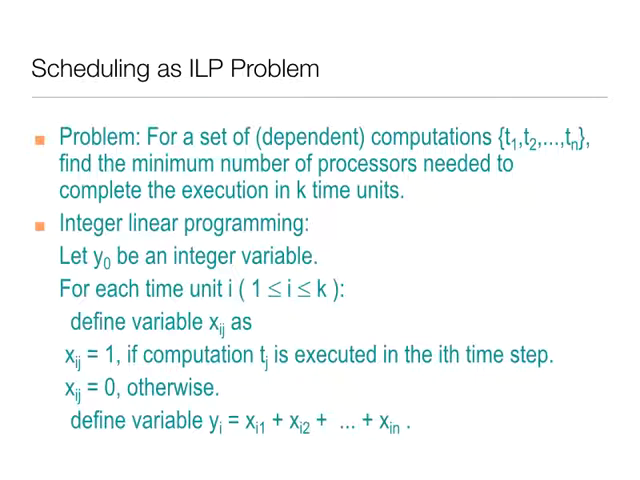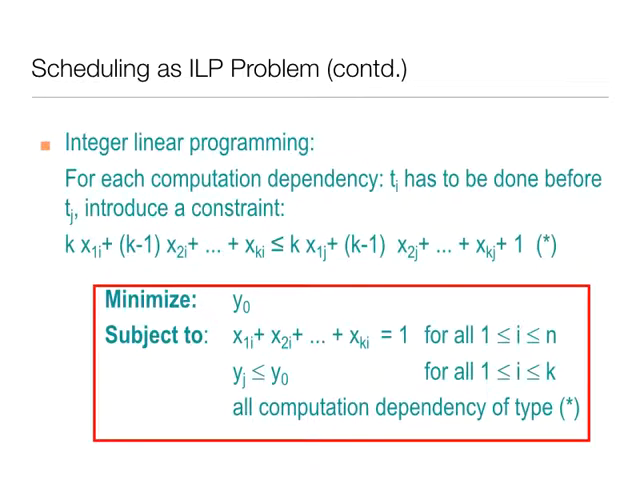Yes, the sum of x is going to be equal to 1. So the sum of x1i plus x2i plus up to xki, for task number i across all time steps, should be 1. So: minimize y0 subject to the uniqueness requirement, subject to the resource constraint, and now the precedence. Let's say task i has to be done before task j. And remember, I'm already ensuring that the task is scheduled exactly once.